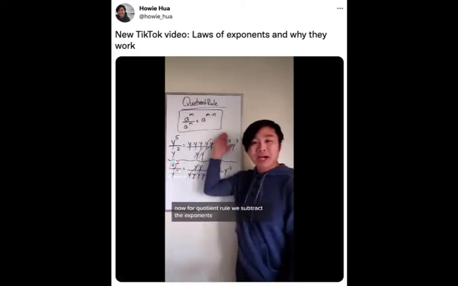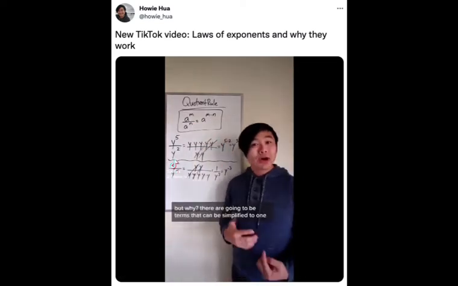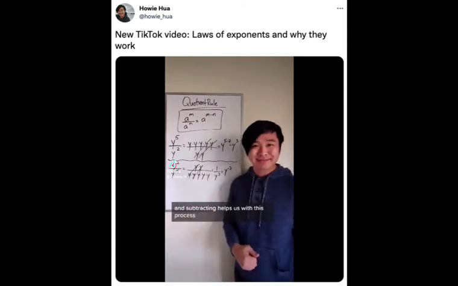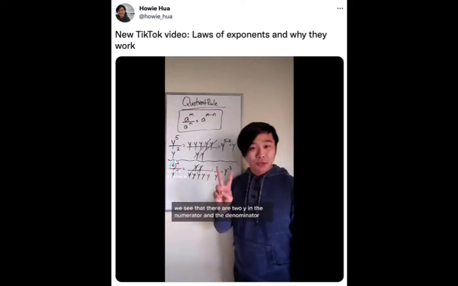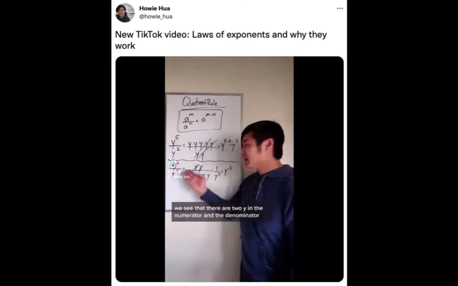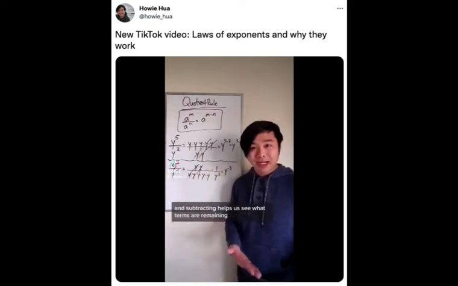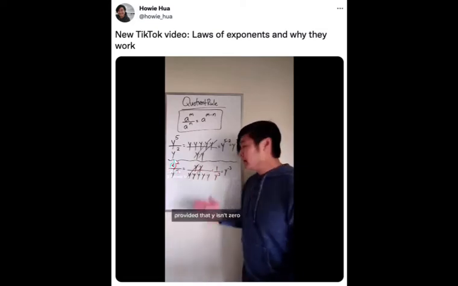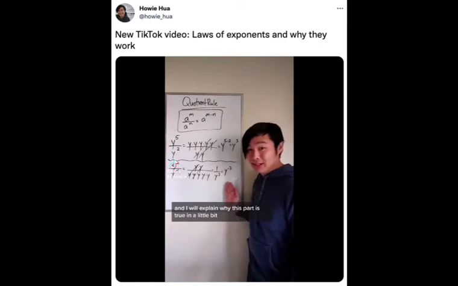Now for the quotient rule, we subtract the exponents. But why? There are going to be terms that can be simplified to 1, and subtracting helps us with this process. In both of these examples, we see that there are 2 y's in the numerator and the denominator, and subtracting helps us see what terms are remaining after we said that y over y equals 1, provided that y isn't 0. And I will explain why this part is true in a little bit.